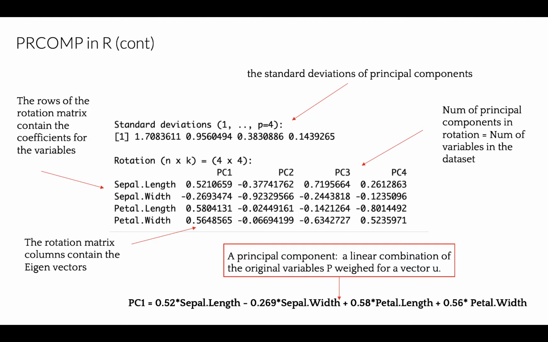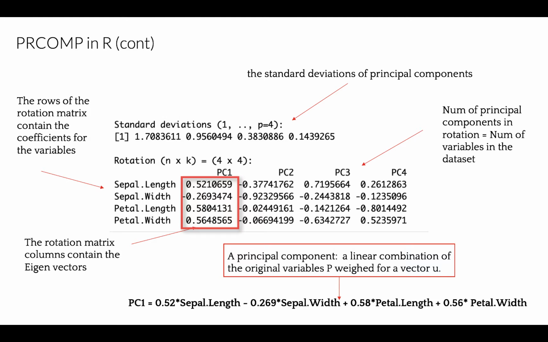In our next step, we're going to print a summary of our principal component analysis. Summary displays first the standard deviation of the principal components. This is square roots of the eigenvalue of the covariance matrix. The row of rotation matrix contain coefficients for the variables, and the rotation matrix here it's 4 by 4, number of principal components and number of variables.